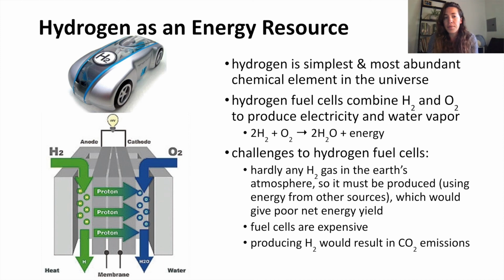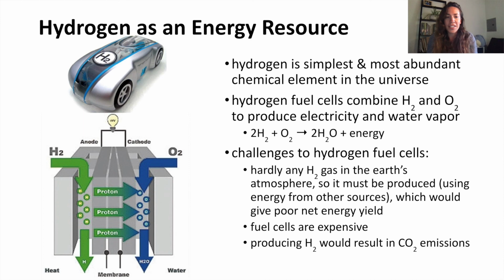Finally, the last one I'm going to talk about is hydrogen. Hydrogen is the simplest and most abundant chemical element in the universe, and hydrogen fuel cells can be used to generate electricity. So if you have access to hydrogen gas and oxygen, which we have a lot of, we can produce electricity and water vapor. This is great. We're allowed to produce the energy that we want, and we don't have any fossil fuel waste to do it. In theory, hydrogen should be the source of energy of the future.